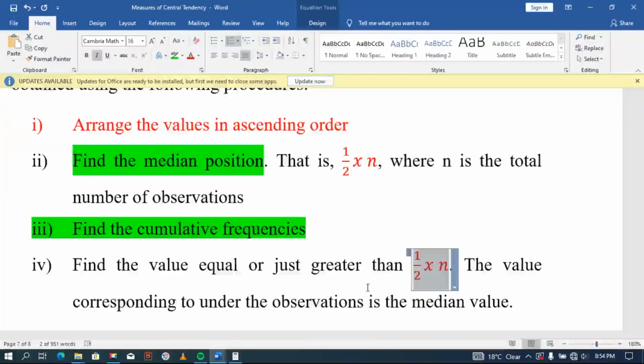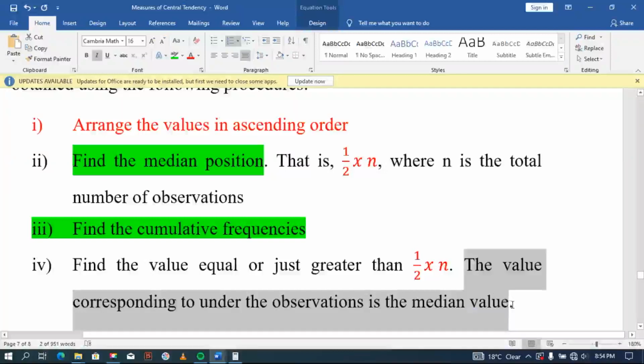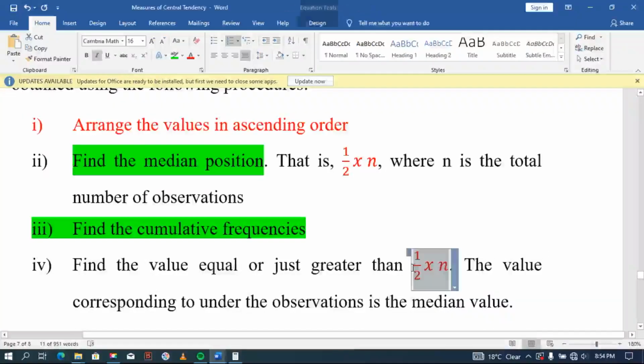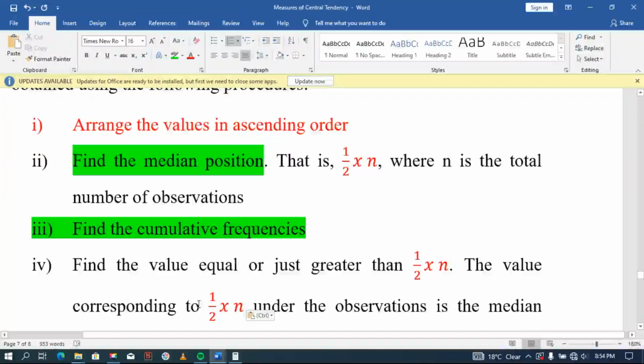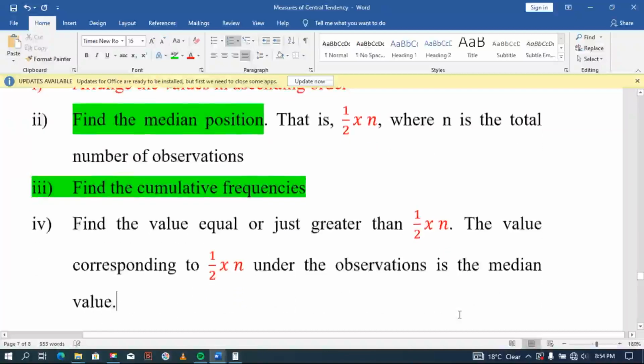So here we are told that the value corresponding to a half of n under the observations is the median value. So now let's try to apply these steps in an example to see how we can find the median value when it comes to a simple frequency distribution.